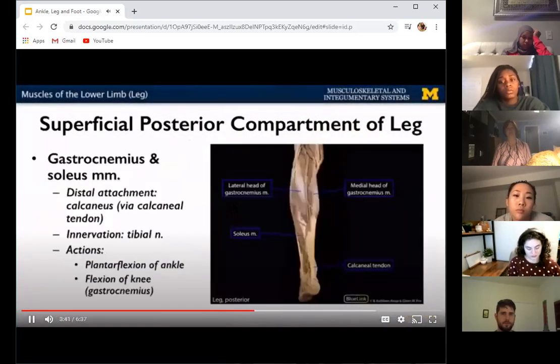All right, so let's move posteriorly now. And you have two compartments associated with the posterior side. You're going to have a superficial, which is what we're looking at here. And this is by far the more substantial and the more important of the two compartments. And you're going to have a deep, which we'll discuss in just a moment.